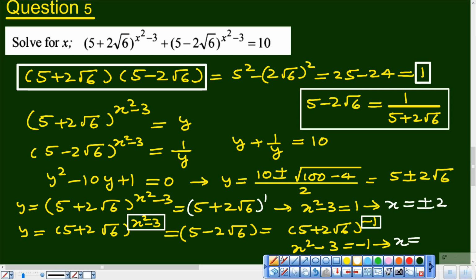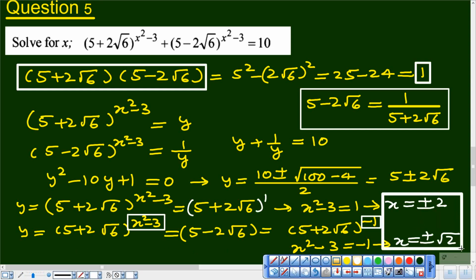So thus this given equation has 4 solutions, and these 4 solutions, I box them, and you can confirm that they are plus minus 2 and plus minus root 2. That finishes the discussion for today, and see you in the next lecture.